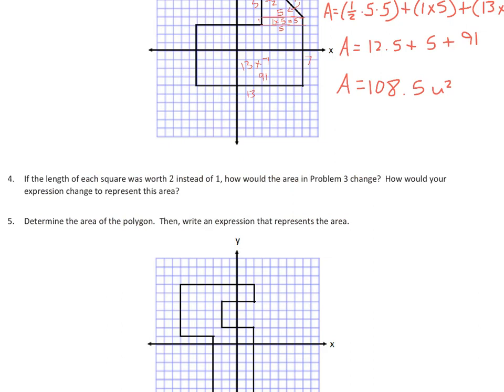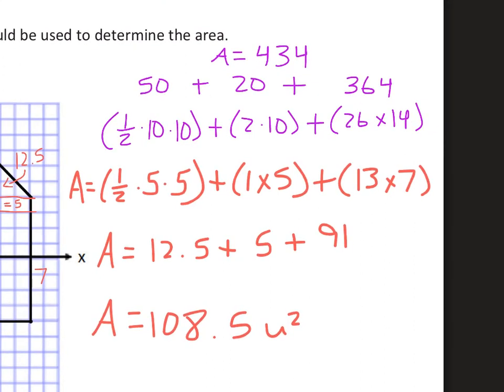So if you just said that it doubles the area for number 4, you are way wrong. Don't be mad at yourself. It's cool. Lots of people would think that. So let's look at why. If you look up here, I rewrote the formula with each of these sides doubled, right? Because if the box is doubled, then 1 is 2. 2 is 4, 4 is 6, so on and so forth. So 5 would be 10, 1 would be 2, 13 would be 26, and 7 would be 14. So when you go back and you solve it, you end up with 434, which is way more than double 108.5. And of course, that is still units squared.